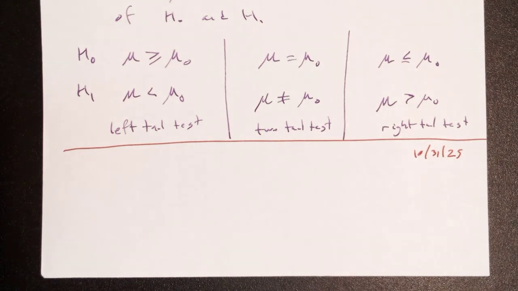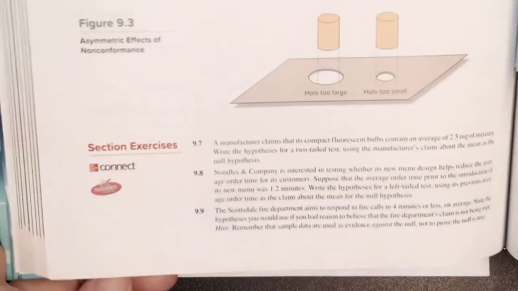So when we are working with our hypothesis testing, we need to decide from the setting of the problem what kind of a test we want to do: a left, a right, or a two-tail. But that's going to depend on what our hypothesis is, our null hypothesis. And again, we have to take that from the context of the problem. Here are a couple of examples.